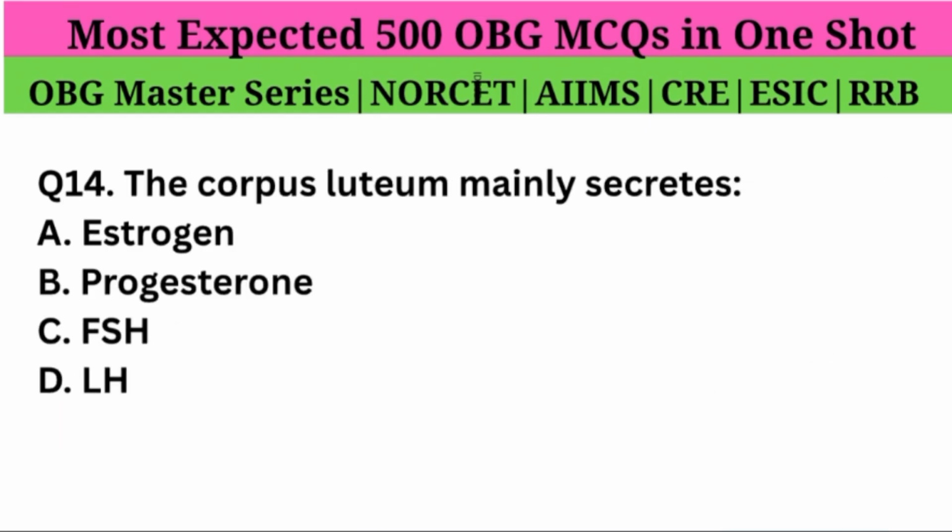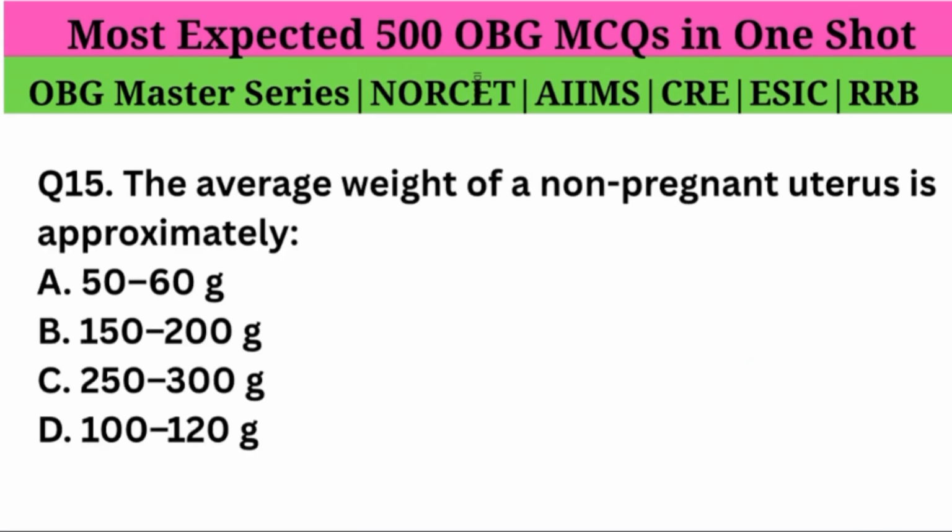Next question. The corpus luteum mainly secretes? Your correct option is option B, progesterone. Next question. The average weight of a non-pregnant uterus is approximately? Your correct option is option A, 50 to 60 gram.